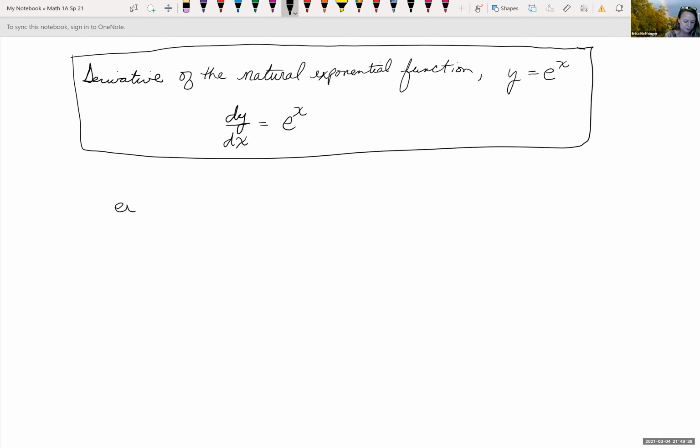So, for example, if I had y equals maybe a coefficient in front, 5 times e to the x, I can use that rule, a coefficient times a function that's differentiable is just that constant times the derivative of the function. So dy dx in this case is 5 e to the x.